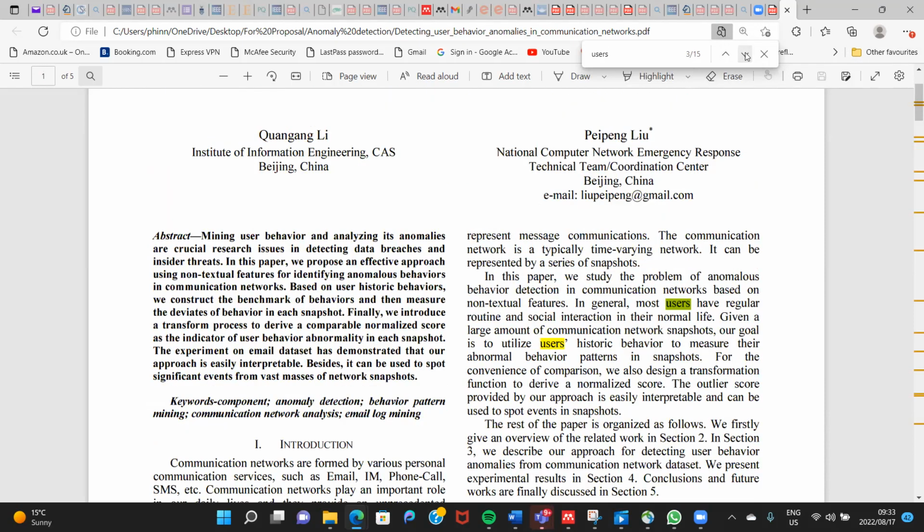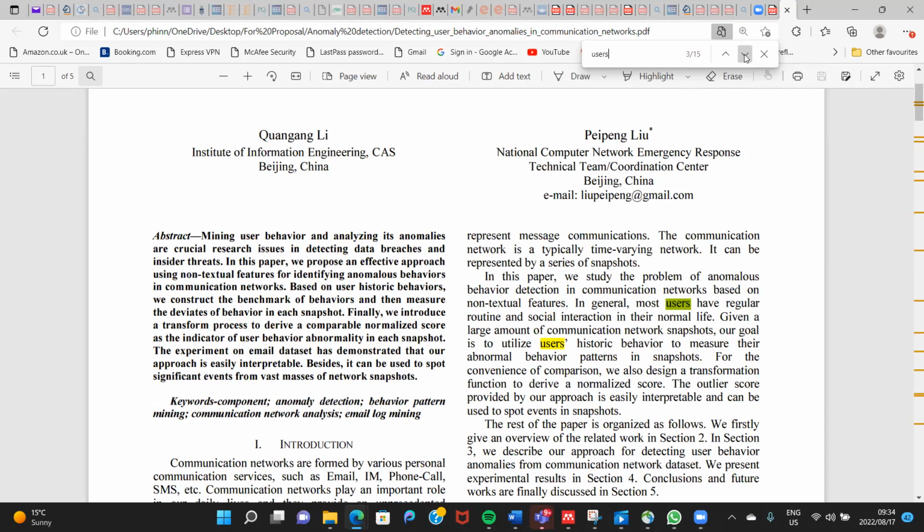In this paper, we studied the problem of behavior network based on non-textual features. In general, most users have regular routine and social interactions. Given the large amount of communication networks, our goal is to utilize user historic behavior to measure the abnormal behavior patterns. For the convenience of comparison, we design a transformation function to derive a normalized score, the outlier, and so on.